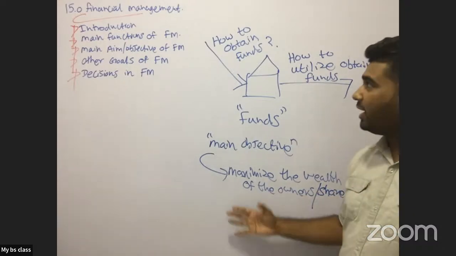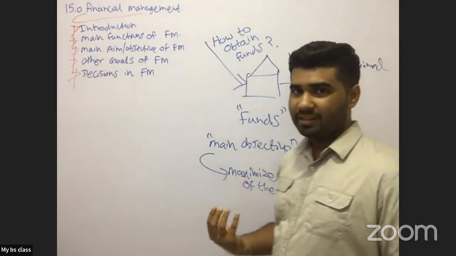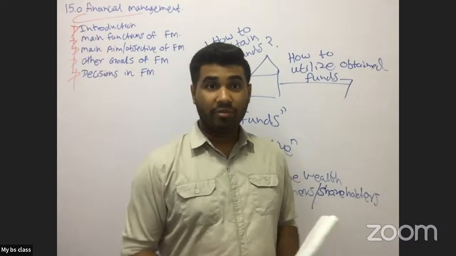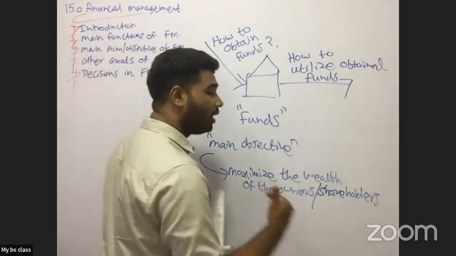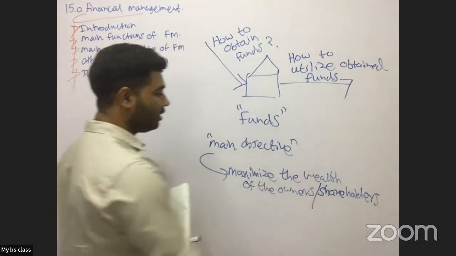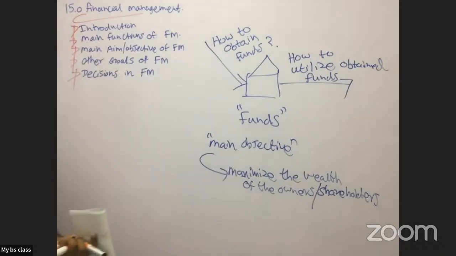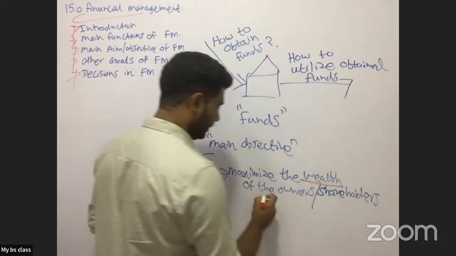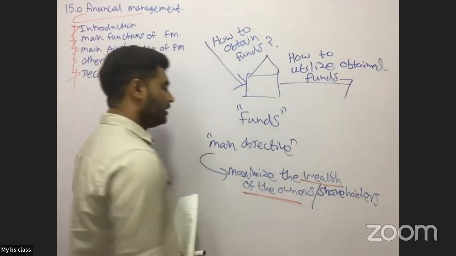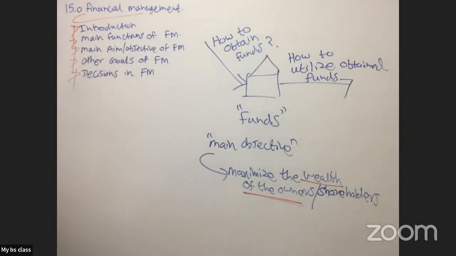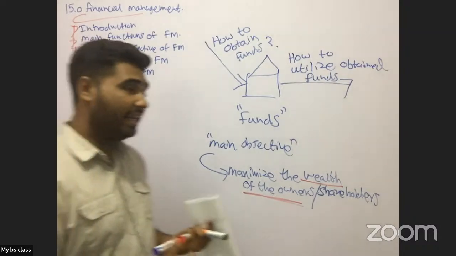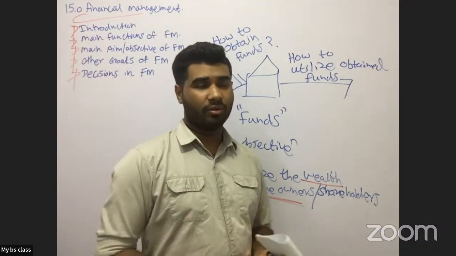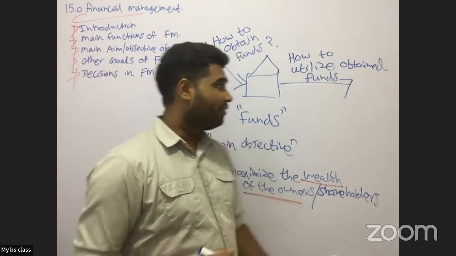So how do you do that? By obtaining the funds, and you need to utilize them in the most effective way, right? Which makes sure you always keep maximizing the wealth of the owners. Now then, what really is meant by the wealth of the owners? The next question arises. For that, I have come up with a practical example. In today's context, we can measure the wealth of the owners by the share value.